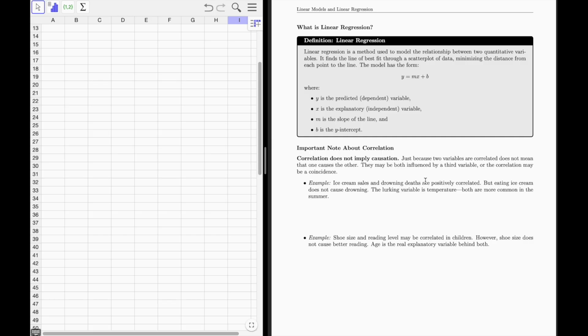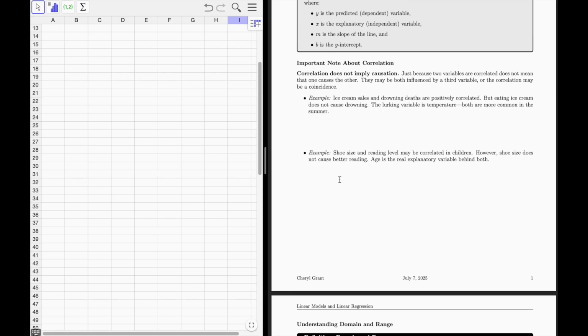The real reason is the temperature. So in the summertime, ice cream sales go up, and in the summertime, at the same time, people go to the beach, so the number of drownings is going to increase versus when it's wintertime. So at that same time, you're going to have both of those values increase. So there is a correlation between them. They're both going to increase during the summertime. However, ice cream sales do not cause drownings.